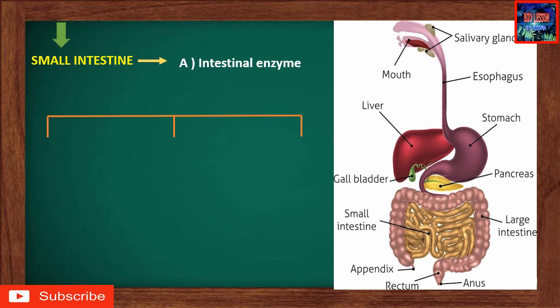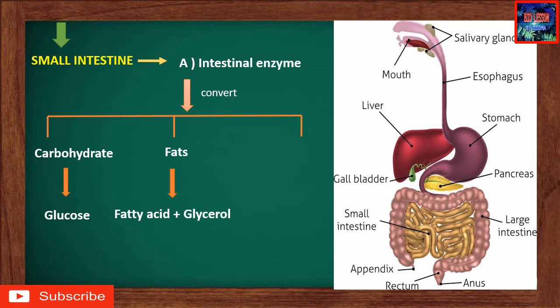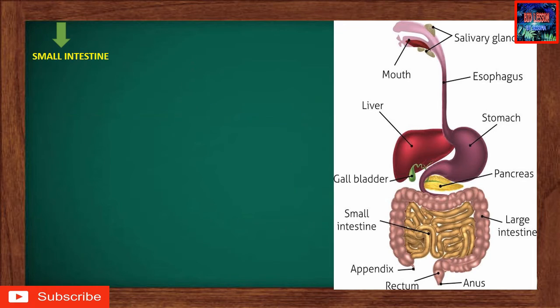The small intestine contains some intestinal enzymes. Now these intestinal enzymes convert the carbohydrate into glucose, fats into fatty acid and glycerol, and proteins into amino acids.